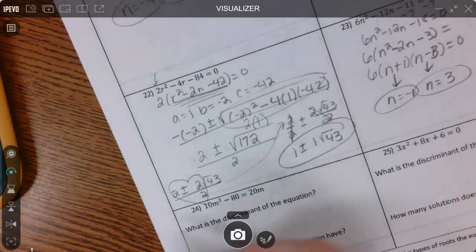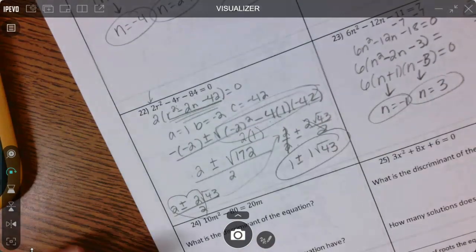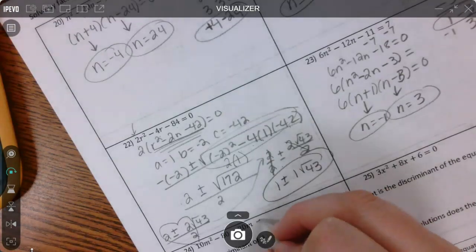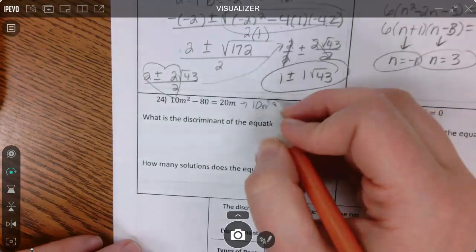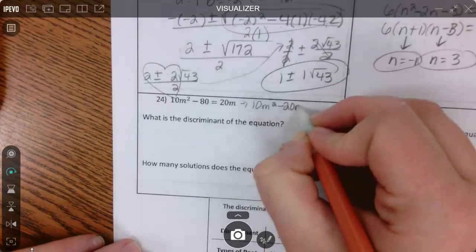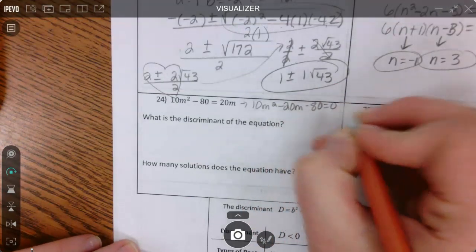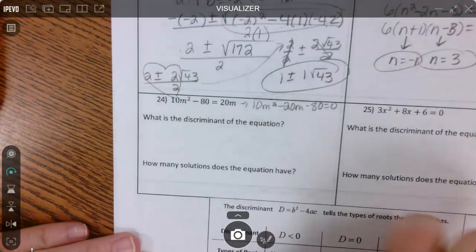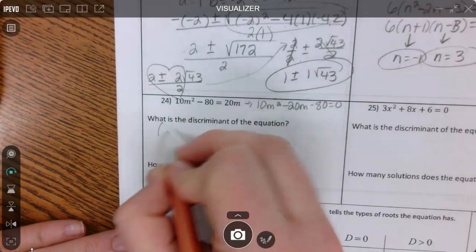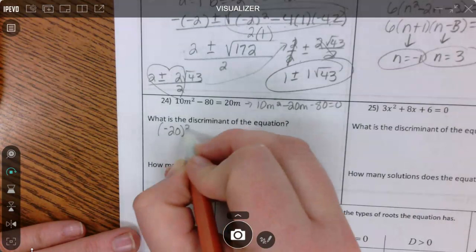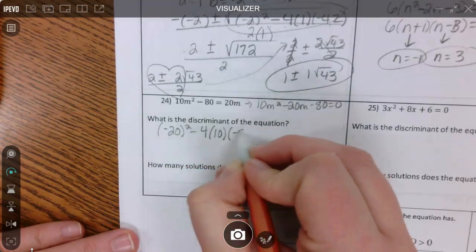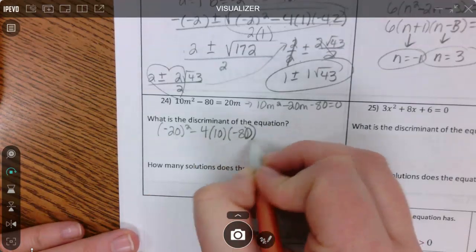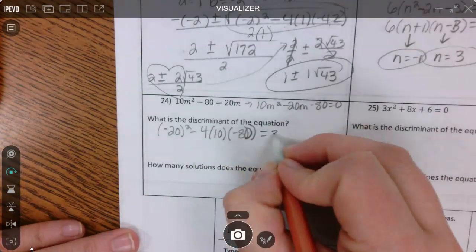Okay, so for the discriminant of this one, you have to rearrange. You have to put this in standard form first. So it's 10m squared minus 20m minus 80 equals 0. So when we do b squared minus 4ac, b is negative 20, so negative 20 squared minus 4 times a, which is 10, times c, which is negative 80. When you do that, you get 3,600.